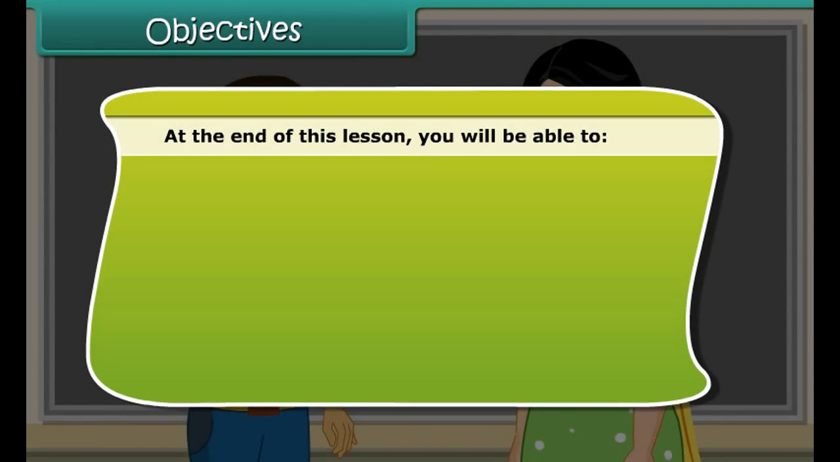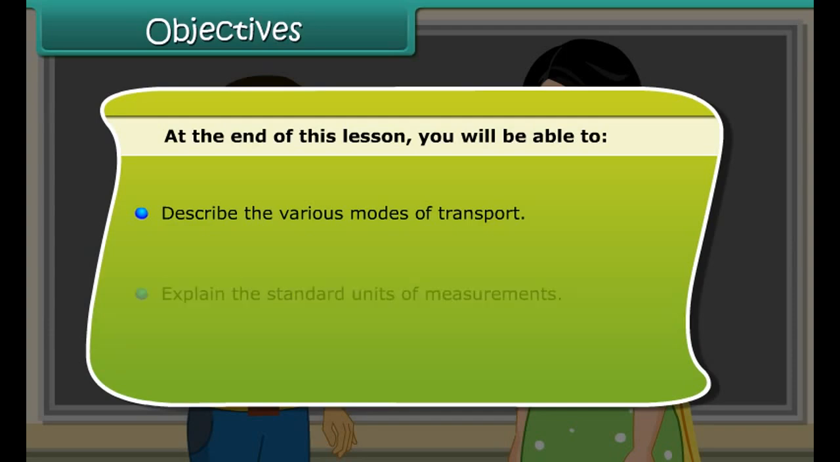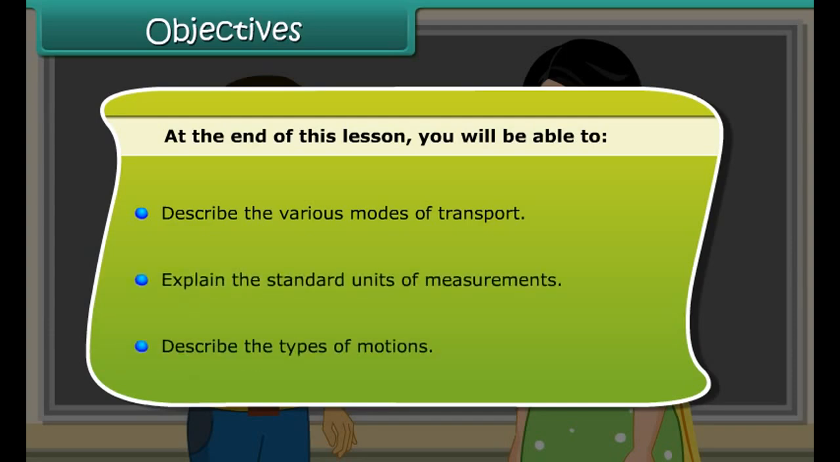At the end of this lesson, you will be able to describe the various modes of transport, explain the standard units of measurements, describe the types of motions.